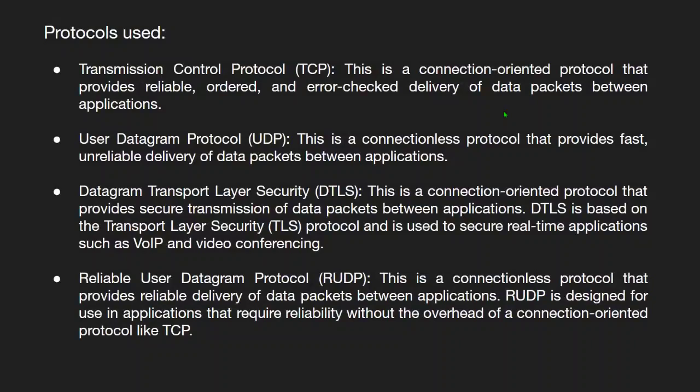There are protocols that are used in this layer. The first two we have discussed, that is TCP and UDP. The next one is Datagram Transport Layer Security, which is a connection-oriented protocol that provides secure transmission of data packets between applications. The next one is Reliable User Datagram Protocol (RUDP), which is a connectionless protocol that provides reliable delivery of data packets between applications.